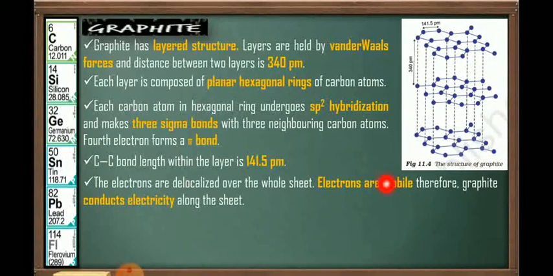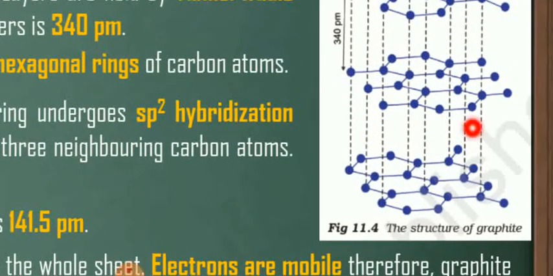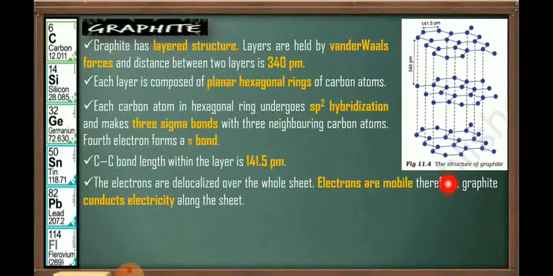This electron is delocalized over the whole sheet, and electrons are mobile in this layer. Each carbon atom has one free electron. Those electrons are moving within these planar hexagonal rings. These electrons are mobile, they are moving. Therefore, graphite conducts electricity along the sheet.